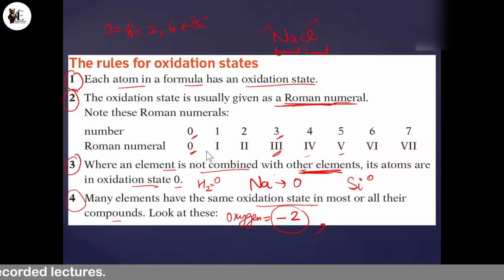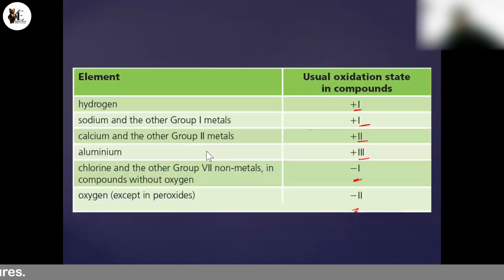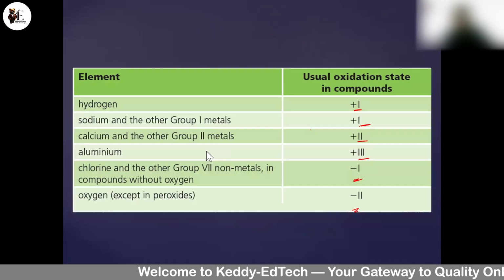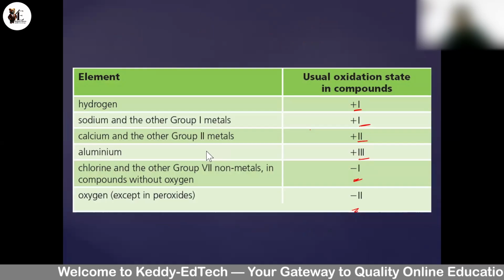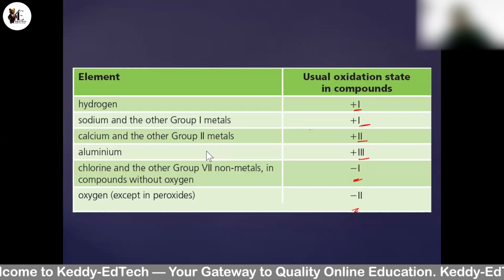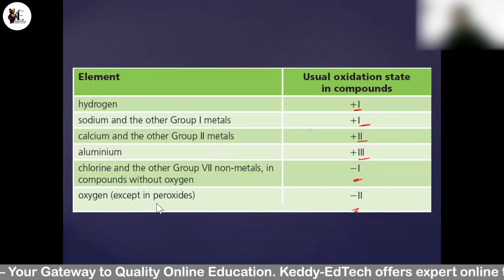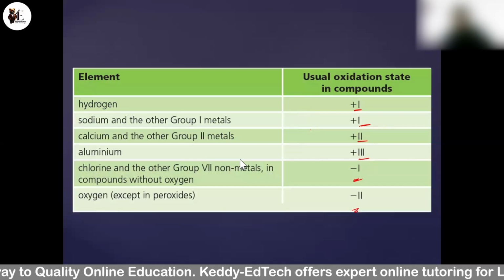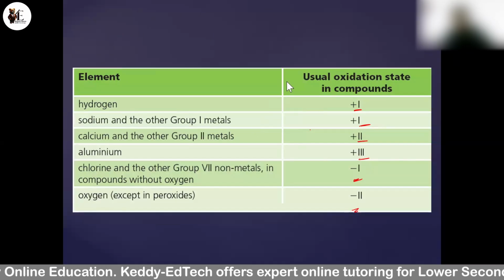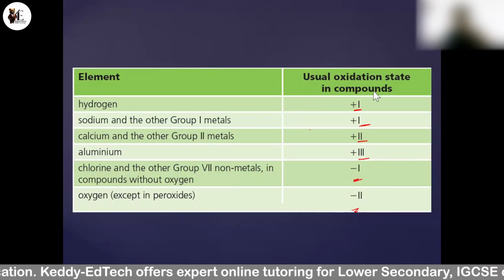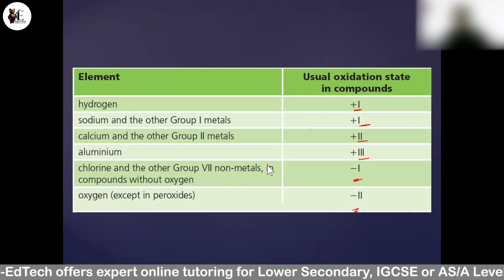Finished. Then now draw this table. Hydrogen basically shows +1 in most of its compounds. Sodium, a group 1 metal, shows +1. Calcium, a group 2 metal, shows a +2 oxidation state. Aluminium is +3. Chlorine, a group 7 non-metal, shows -1. Oxygen shows -2, but in peroxide it shows -1, so this is the exception. You have to learn this table, okay? Because when we calculate the oxidation state in the next class, you should be able to answer all these questions. So please draw this table.